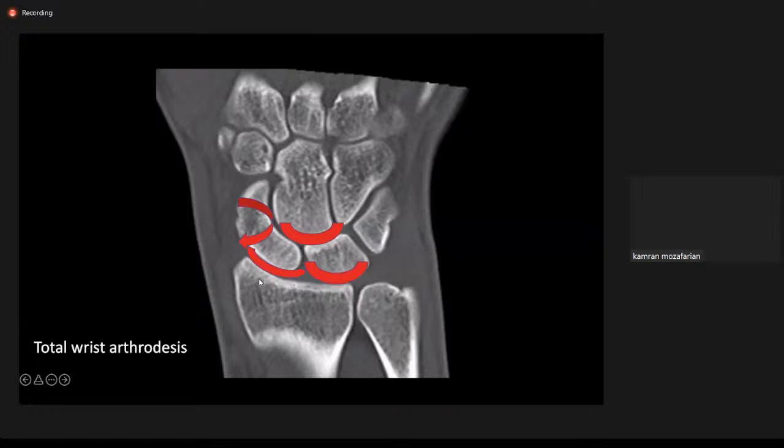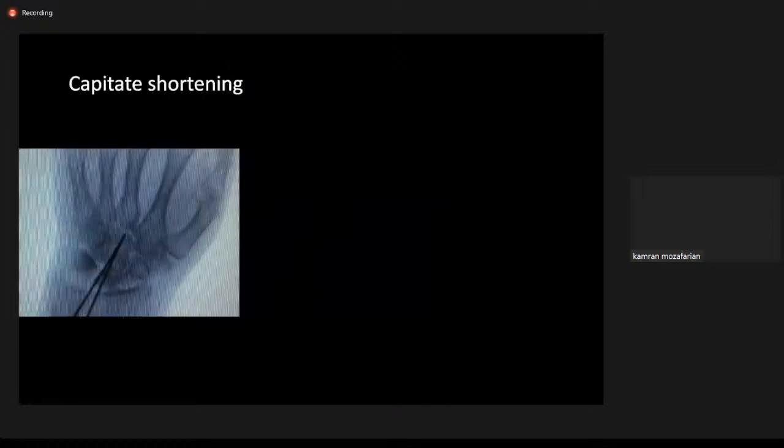Just one slide about the capitate shortening. Just this slide, and I finish. If the radioscaphoid joint is involved, we go with total wrist orthodesis. It was a technical point, I don't talk about it. Thank you very much, and I'm ready to take any question in the discussion session.